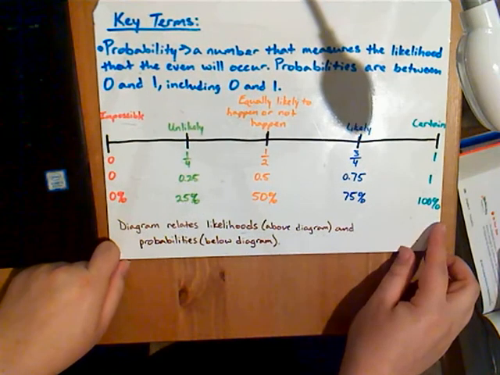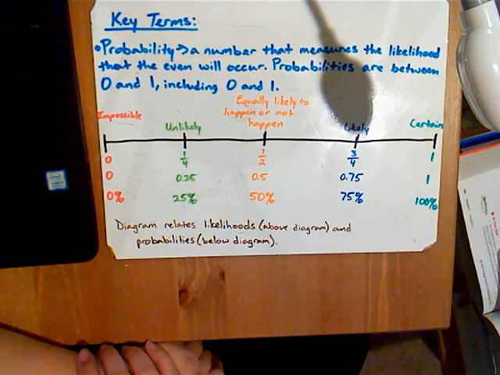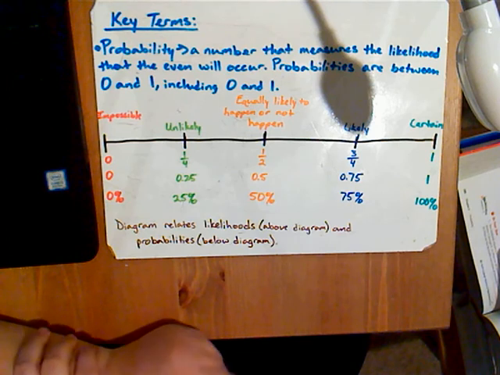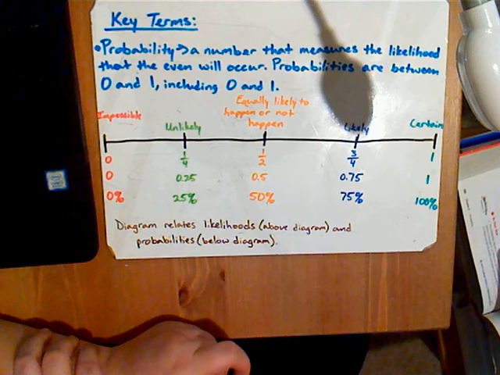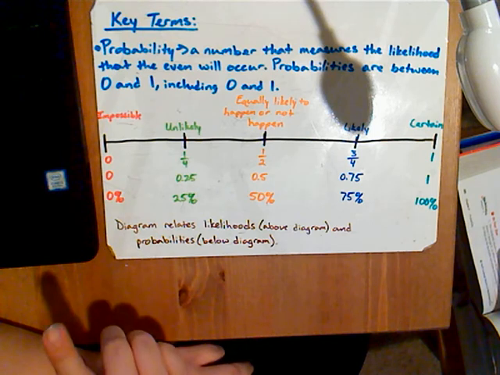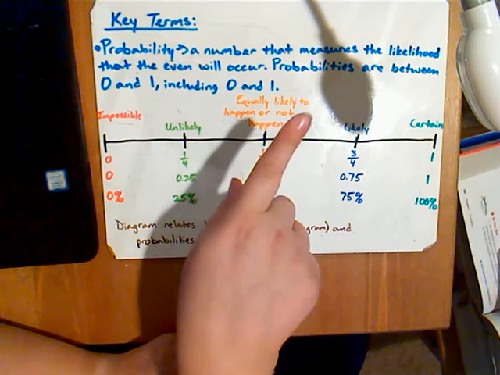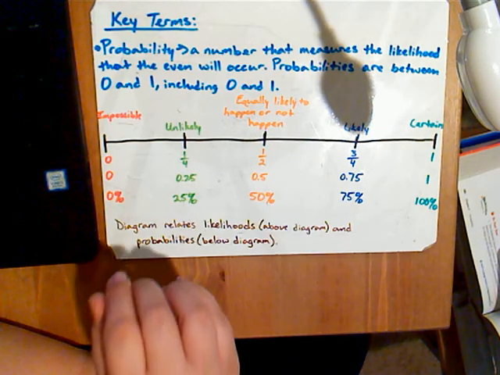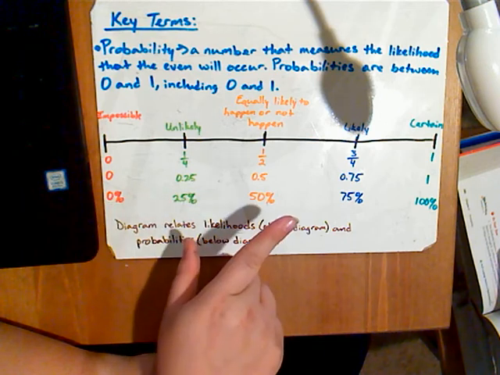And of course, with probability, we need to know what probability is. Probability is a number that measures the likelihood that an event will occur. So probabilities are between 0 and 1, including 0 and 1. Down below we have a diagram. This relates the likelihoods that are written above the diagram and the probabilities that are below the diagram.